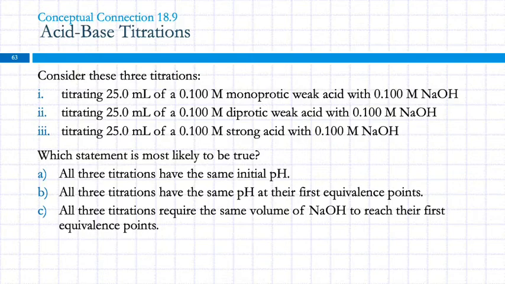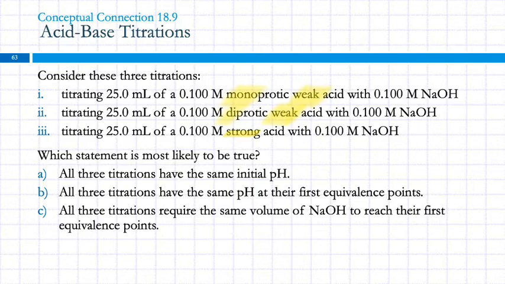So consider these 3 titrations. Titrating 25 milliliters of a 0.1 molar monoprotic acid. I'm just going to highlight the things that are different here. This is a monoprotic weak acid. Titrating 25 milliliters of 0.1 molar diprotic weak acid. Or titrating 25 milliliters of 0.1 molar strong acid. Which statement is most likely to be true?